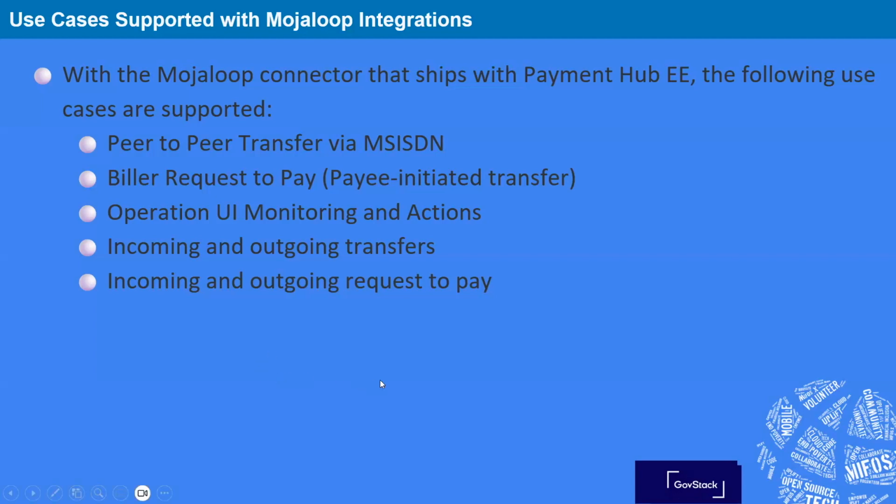So finally, this slide covers some of the use cases that are supported with those modular loop integrations that we've talked about. It enables peer-to-peer transfer via MSISDN. It enables biller request to pay, so that's a payee-initiated transfer. All of that is integrated into your operations UI, so you can see monitoring and actions and see the status coming back in, as well as allowing incoming and outgoing transfers and request to pay mechanisms.